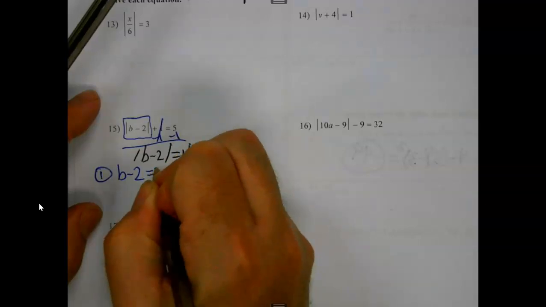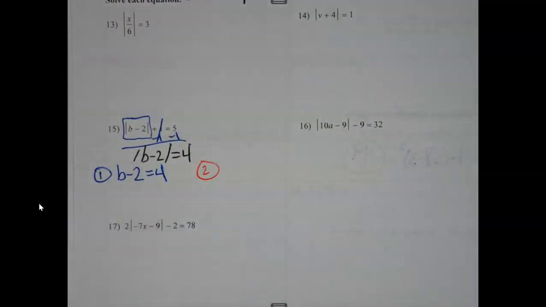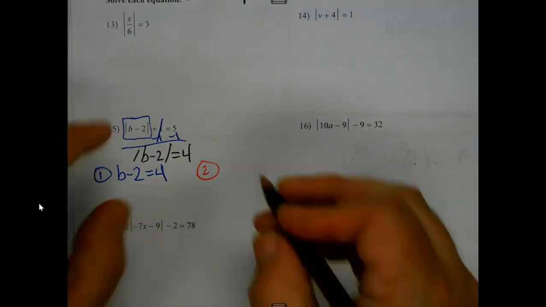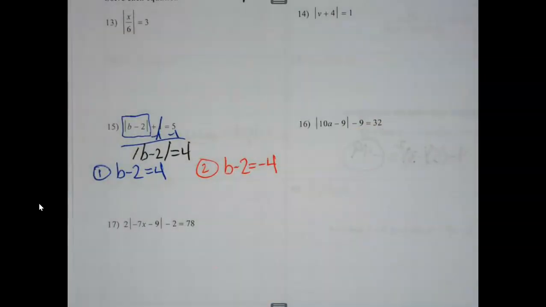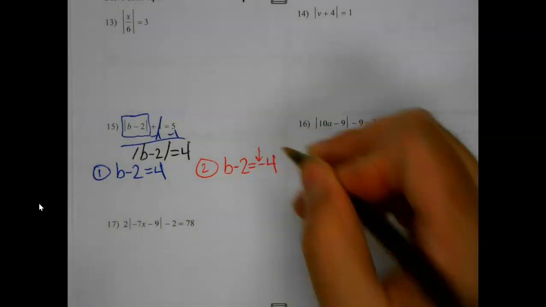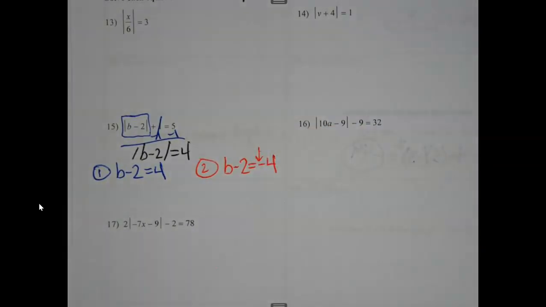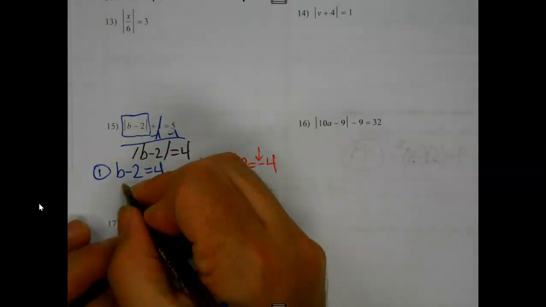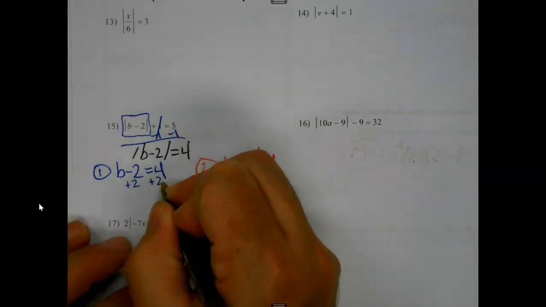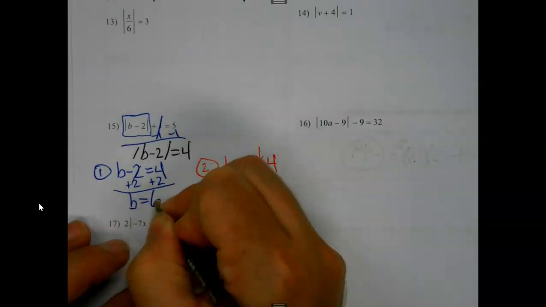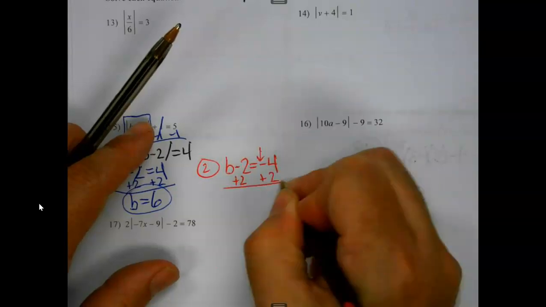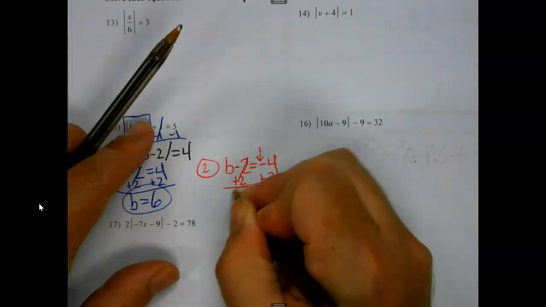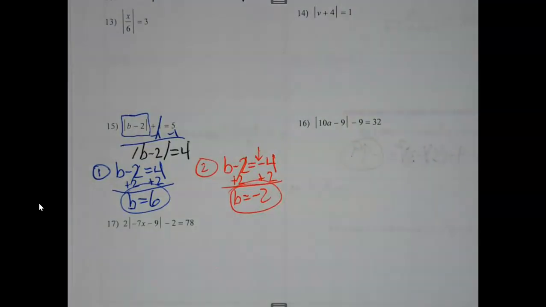First one, I'm just recopying the equation. I'm just not going to have the absolute value bars anymore. Second one, I'm going to go ahead and change the sign of the answer. I'm going to change it to negative. Once I have that set up, it's regular Algebra 1 stuff. We're going to go ahead and solve what we got. And I got my two answers, and I'm a happy camper.